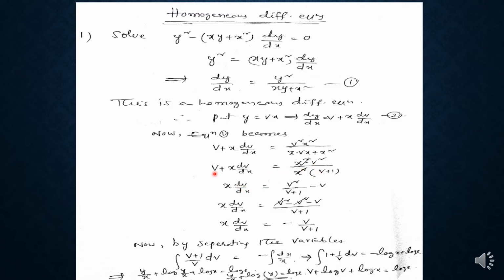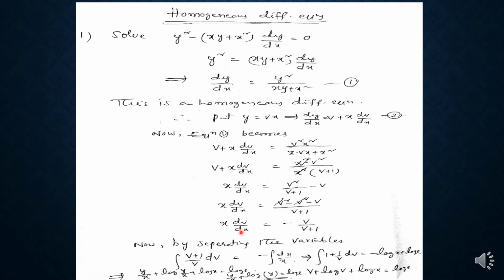Then x dv by dx is equal to, by transferring this v to the right hand side, v square by v plus 1 minus v. By taking the LCM, v plus 1 is the LCM, v square minus v into v plus 1, that is v square minus v square minus v. So x dv by dx is equal to, here plus v square and minus v square get cancelled, then we get minus v by v plus 1. So now we got the equation in v and x terms only.